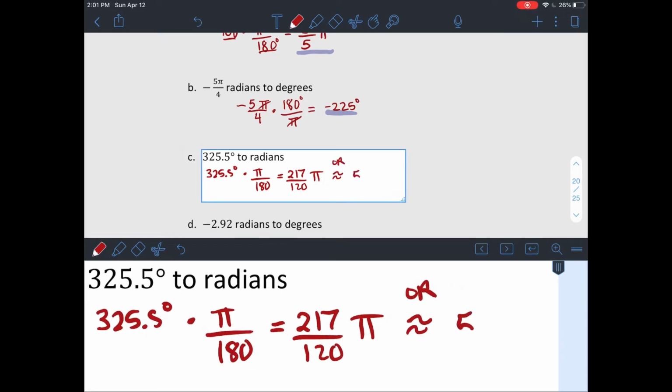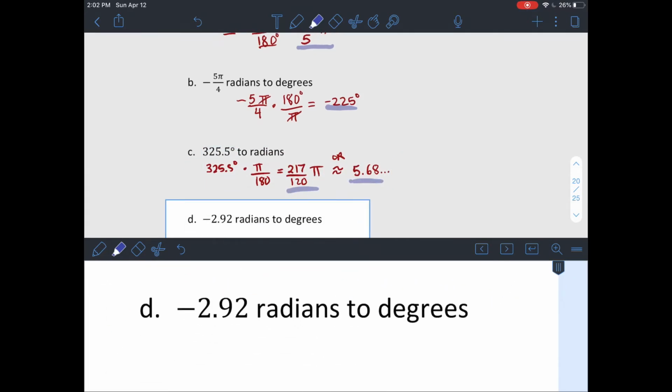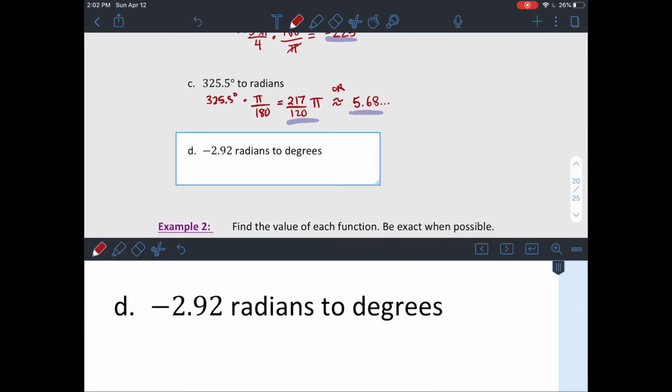You could do 5.68 with the pi multiplied in there. So if you're going to have to round it anyways, just multiply the pi times your value. This is negative 2.92 radians, so it's not an exact multiple of pi. If you multiply things together here, we don't really want to leave a pi in the denominator, so just go ahead and divide it by pi and get negative 167.304.